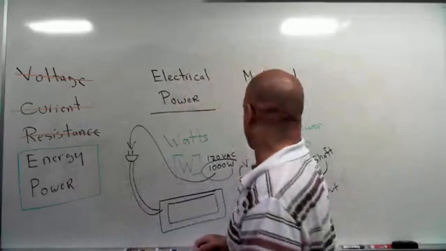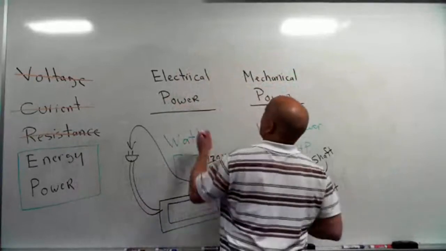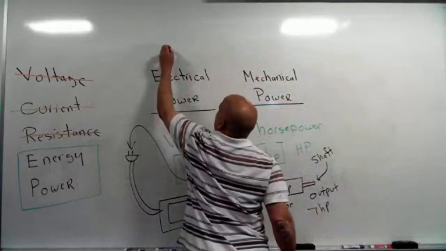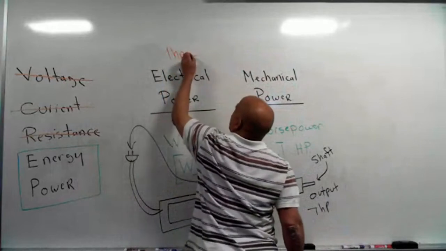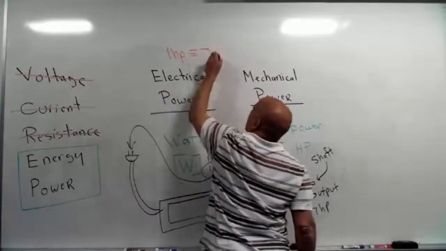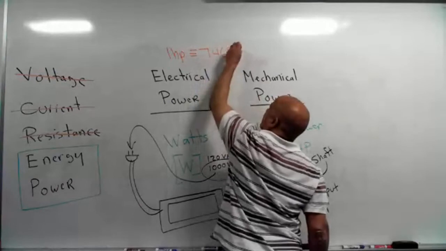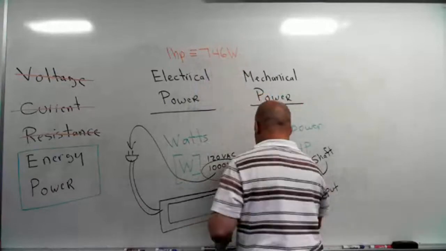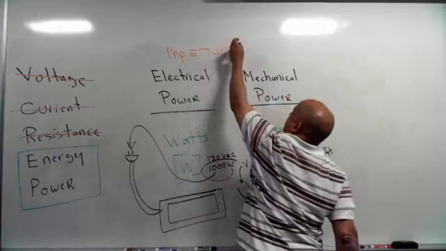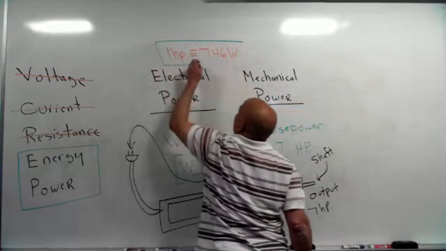But in addition, I want you to write: 1 horsepower is equivalent to 746 watts. 1 horsepower is equivalent to 746 watts.